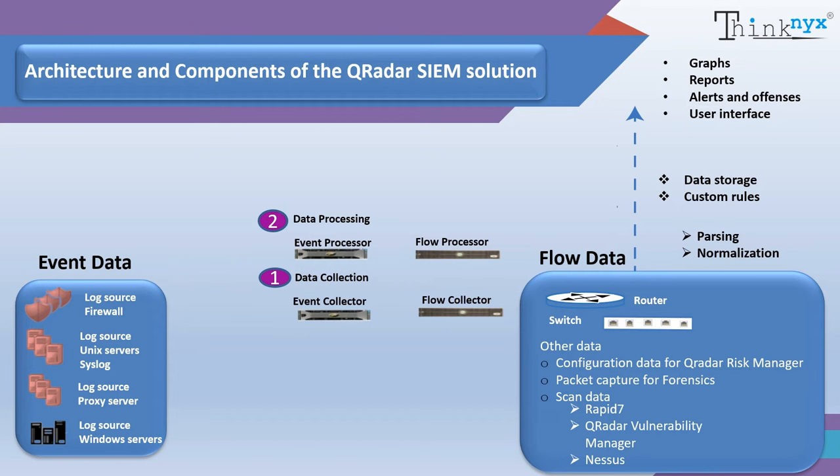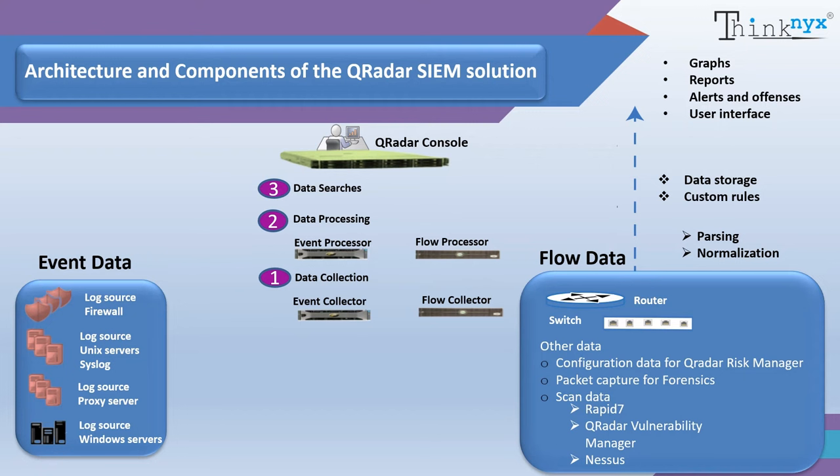Data processing. After data collection, the second layer, or data processing layer, is where data event and flow data are run through the custom rules engine, which generates offenses and alerts, and then data is returned to storage. Data searches is the third or top layer. Data that is collected and processed by QRadar is available to users for searches, analysis, reporting, and alerts or offense investigation. Users can search and manage the security admin tasks for their network from their user interface on the QRadar console.